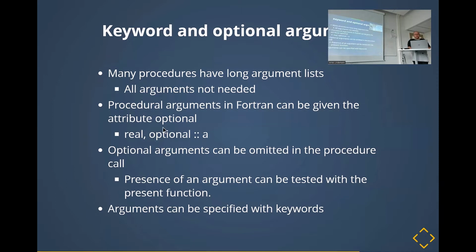And there is an attribute you can have when you declare the variables coming into a subroutine. You add this optional attribute here. That means that the user doesn't have to provide that argument, but you can also test for the presence of an option, if the variable is available in the call.